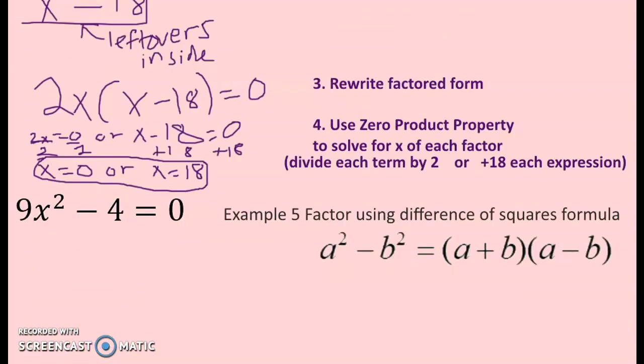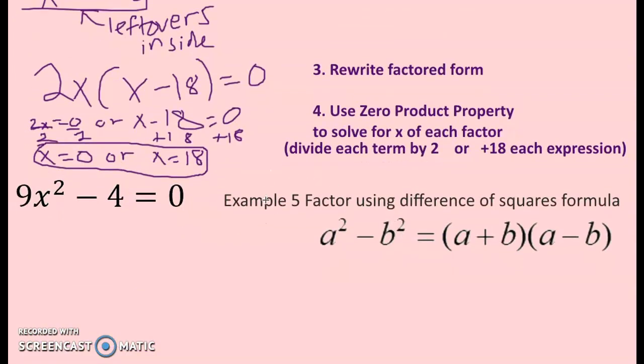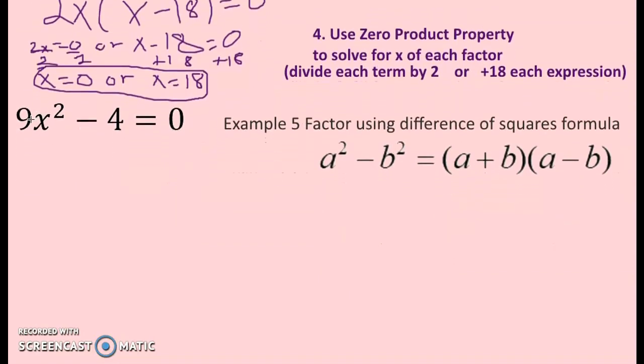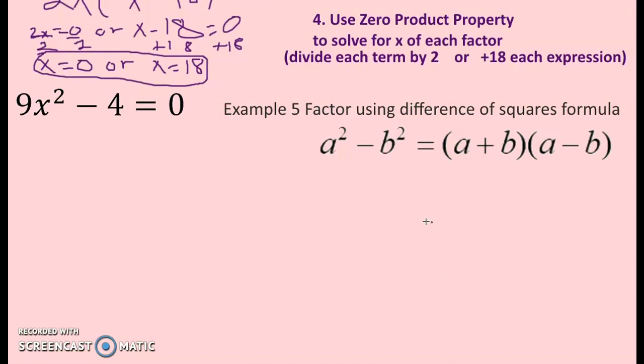Okay, let's look at the last example. Example 5. Factor using difference of squares formula. So we have 9x squared minus 4 equals 0. Here's our difference of squares formula. A squared minus b squared equals, parentheses, a plus b times a minus b.